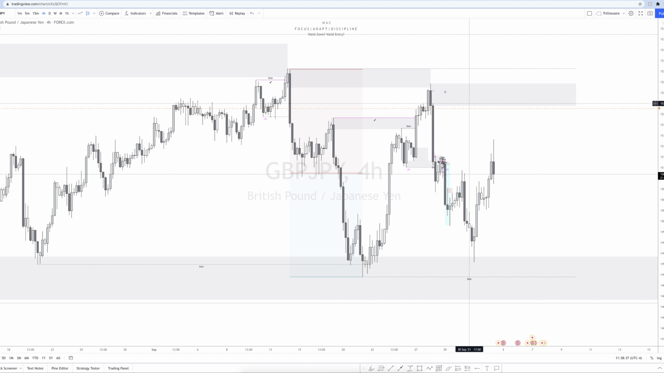Okay, so my valid zone is going to take place on the H4 time frame here within this area, and then I'll be on the lower time frames such as the M15, M5, and M1, taking advantage of my entry schematic in order to be a part of this GBPJPY trade.